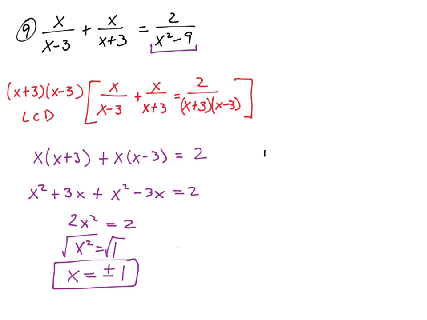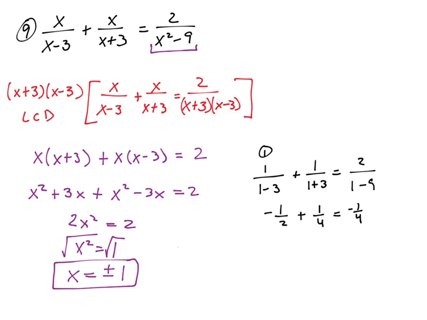If we want to, we can test right now. So for 1, we've got 1 over 1 minus 3 plus 1 over 1 plus 3 equals 2 over 1 minus 9. So this would be negative 1/2 plus 1/4 equals 2 over negative 8, so that's negative 1/4. And a negative 1/2 plus 1/4 is a negative 1/4, so this works out for 1. And then I can tell you right now that negative 1 also works. All right.